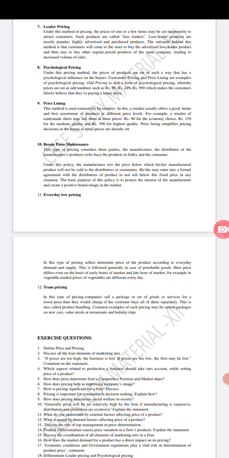The rationale, or reason behind this method, is that customers will come to the store to buy the advertised loss leader product and then stay to buy other regular price products of the same company, leading to increased volume of sales. This method is used just to increase the sales of the company, because if we temporarily cut the price of some product, then the customer will definitely be attracted to our shop.